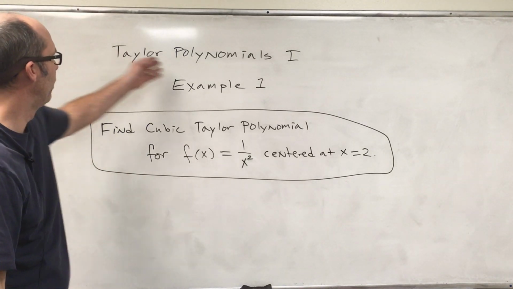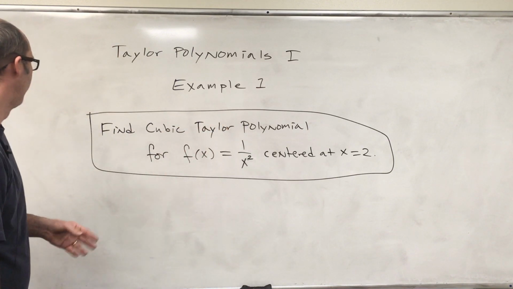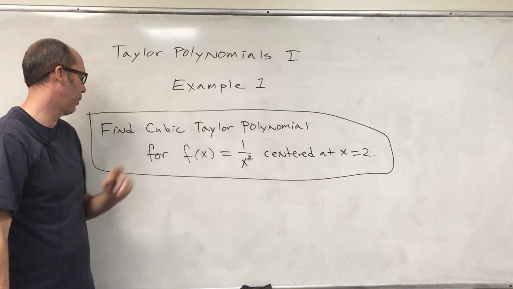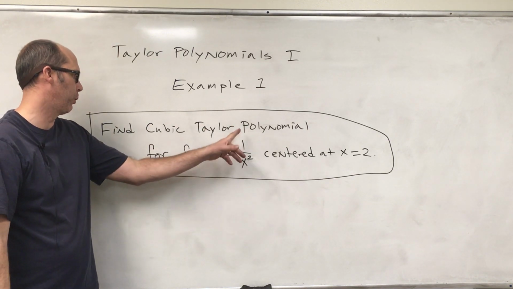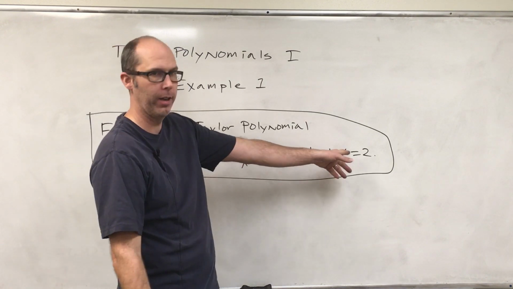Okay, this is Taylor Polynomials 1, example 1. We're going to find the cubic Taylor polynomial for f of x equals 1 over x squared, centered at x equals 2.